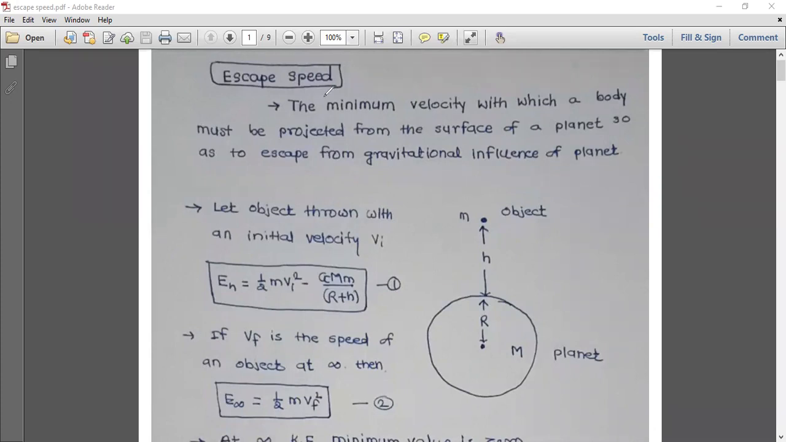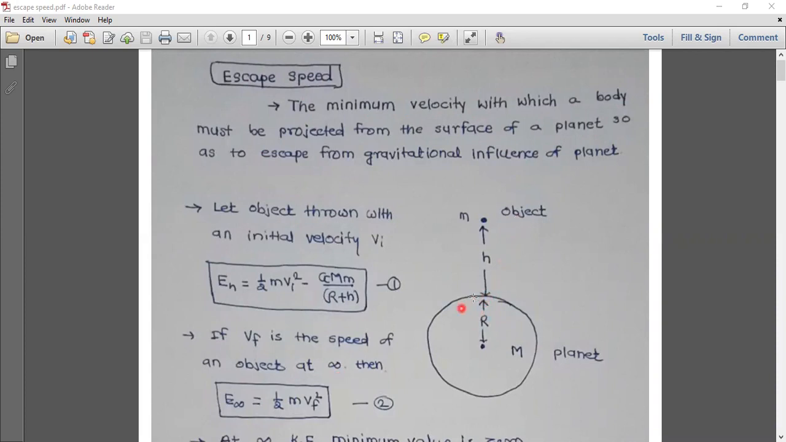See here, what is the escape velocity? What is the escape speed or escape velocity? The minimum velocity with which a body must be projected from the surface of a planet so as to escape from Earth's gravitational influence. This is what your escape speed or velocity is.